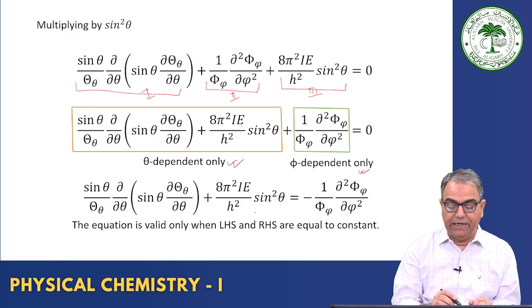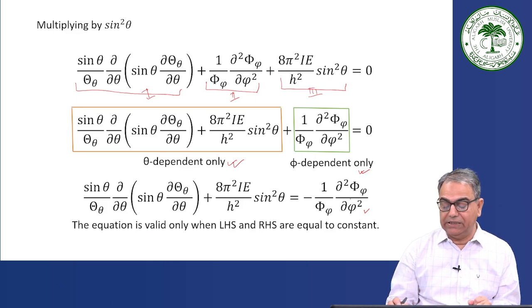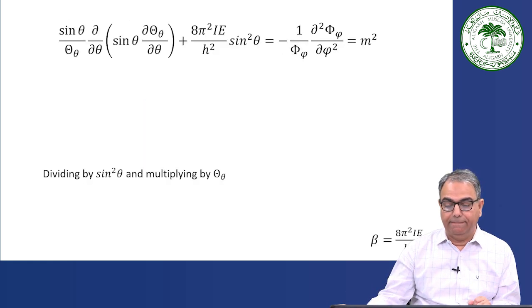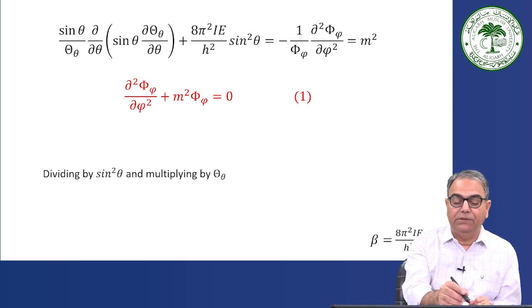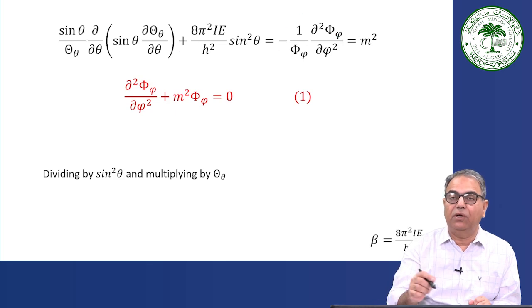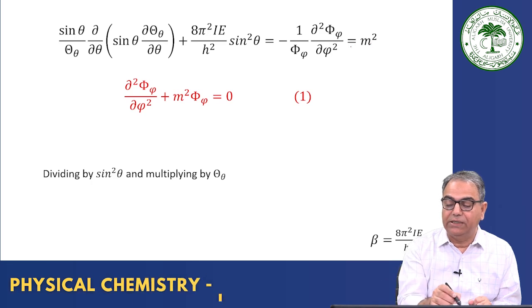Okay. So what can we write? You bring this Phi part to the right hand side and then it becomes minus 1 by Phi del square Phi by del phi square. Okay. Now both these sides, LHS and RHS, must be equal to a constant. Only then will it be a valid equation. So we equate it to a constant, and that constant is m square. If you put m square, then LHS equals m square and RHS also equals m square. And if you do this, the first equation which you write is del square Phi by del phi square equals minus m square Phi.